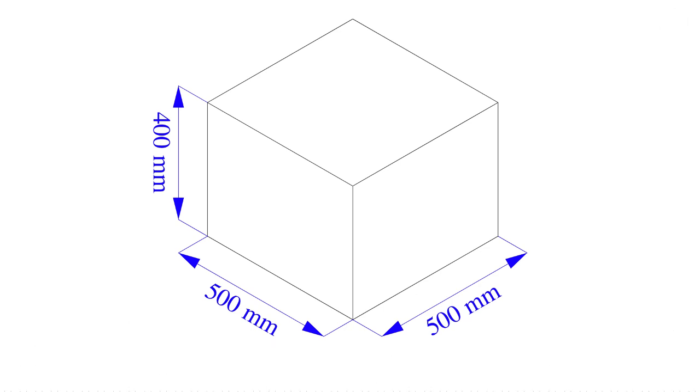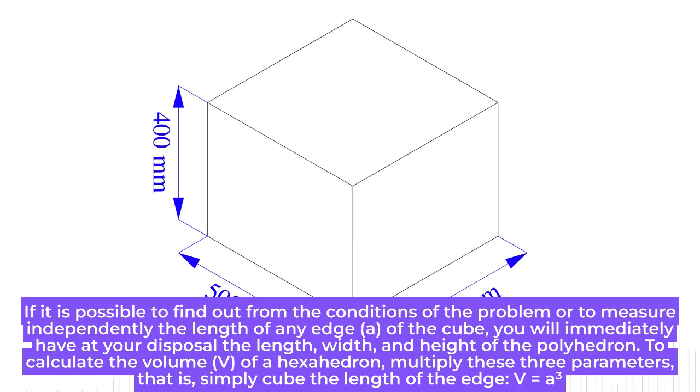Instructions. Step 1. If it is possible to find out from the conditions of the problem or to measure independently the length of any edge of the cube, you will immediately have at your disposal the length, width, and height of the polyhedron. To calculate the volume, V, of a hexahedron, multiply these 3 parameters, that is, simply cube the length of the edge, V equals a superscript 3.